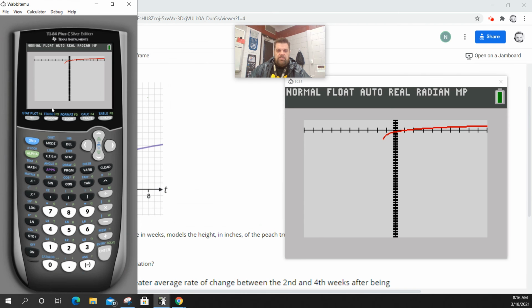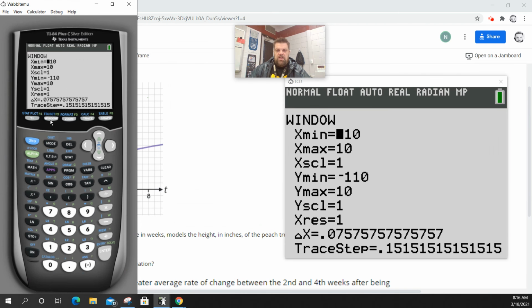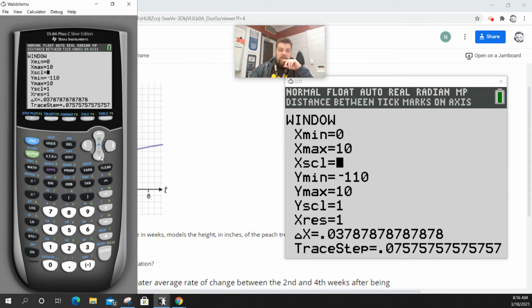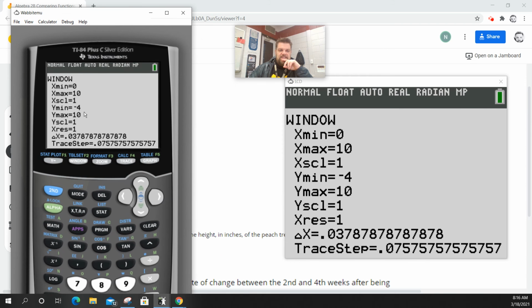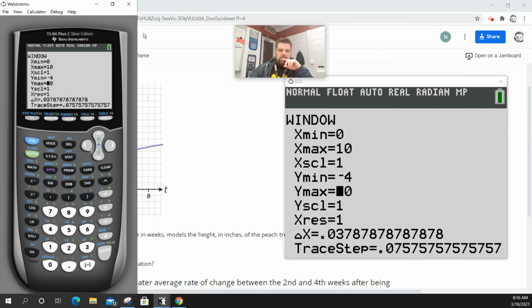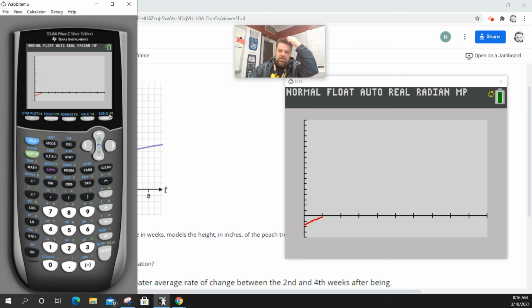So what I'm going to do is change the window, and my x appears to be going from 0 to 10. And then my y value seems to go from -4. Did I say 16? Let me see. 16. Yeah, let's make it 18. So now when I graph it, I'll get a graph that's pretty close to the graph that you see there.